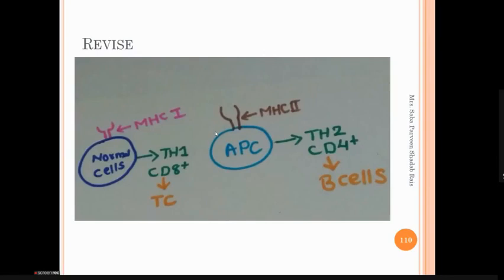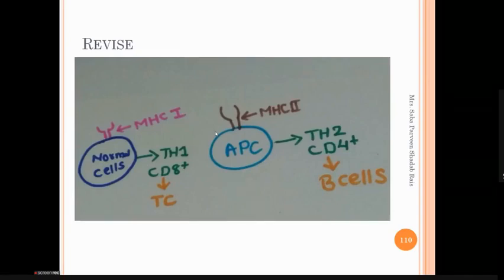A quick revision we will do. A normal cell has been infected, then after infection it has processed the antigen, and after processing it has assembled that particular antigen with an MHC1 molecule, and this MHC1 molecule combined with that antigen is flagged on the surface of the normal infected cell, and this will show that particular antigen to the Th1 cell.